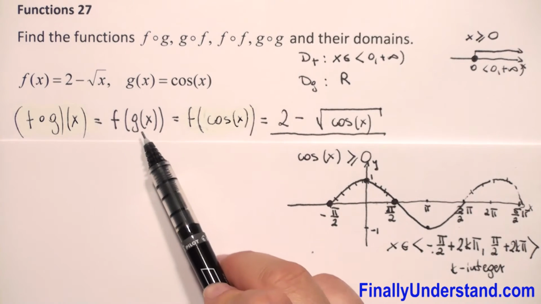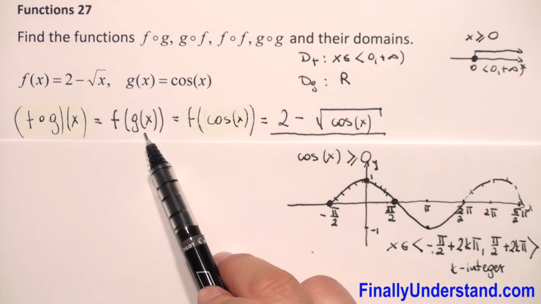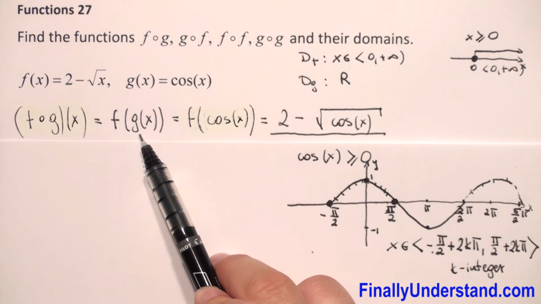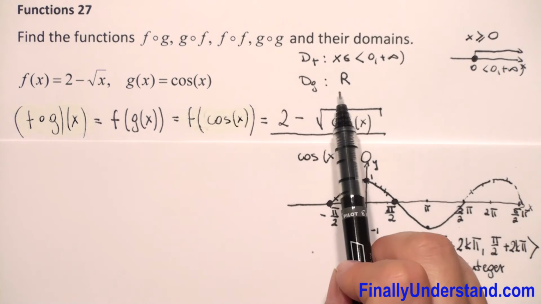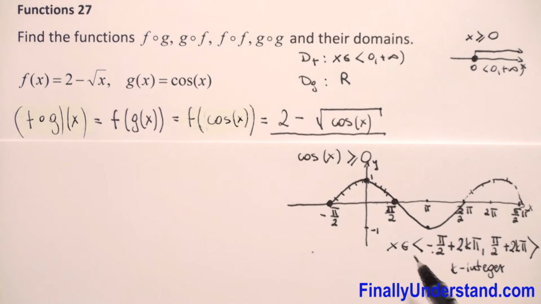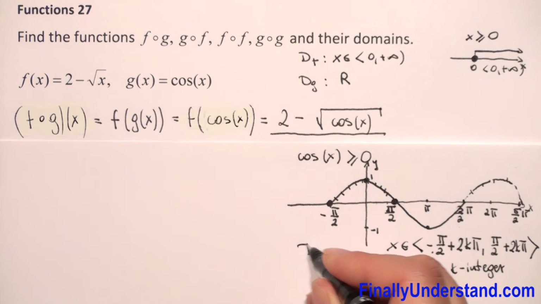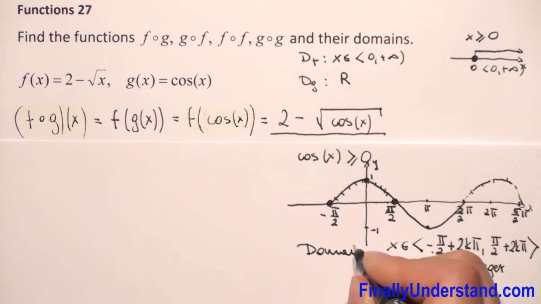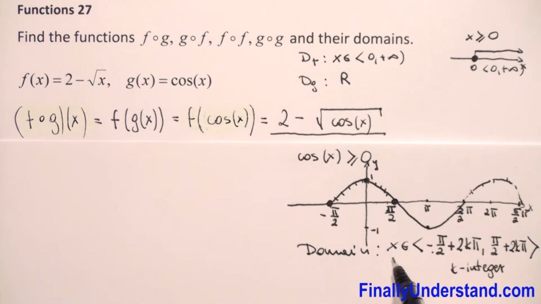And what else? Because we have f of g of x, we have to check the g function. The domain of the g function was all real numbers. For the domain of f of g, we got this interval. It means when we put together these two domains, the domain of our f of g function will be this interval.